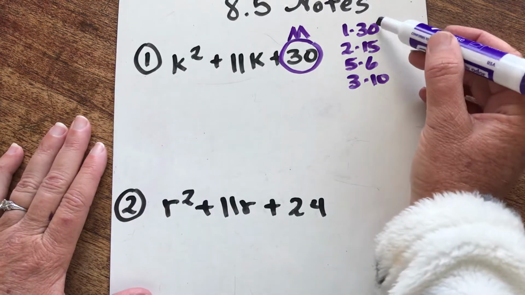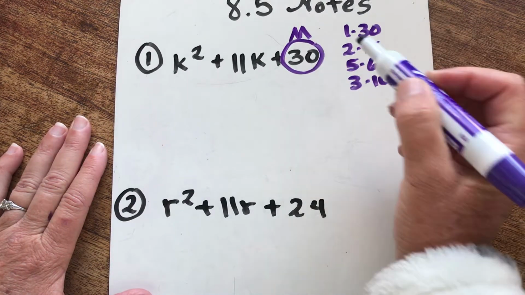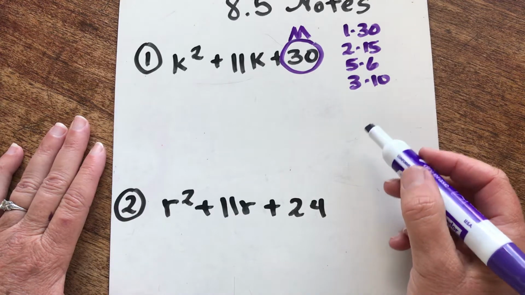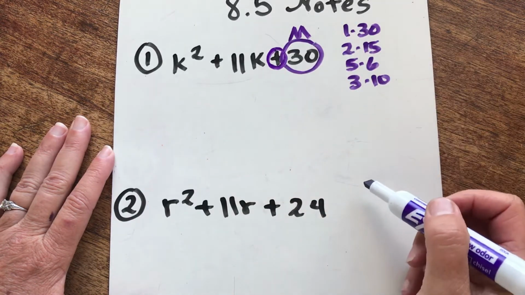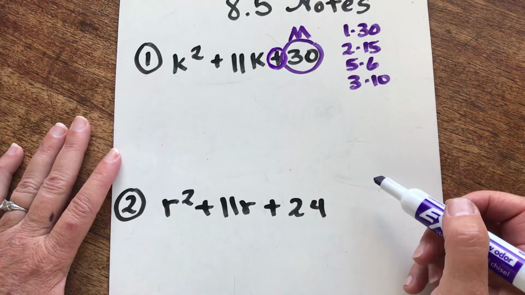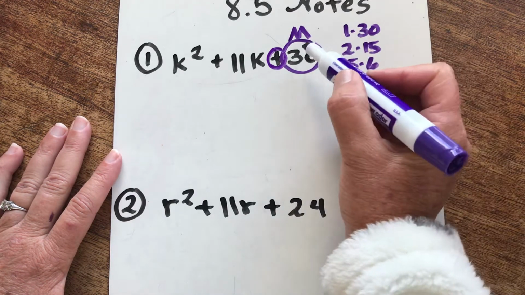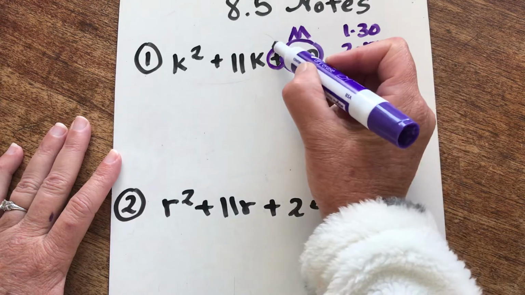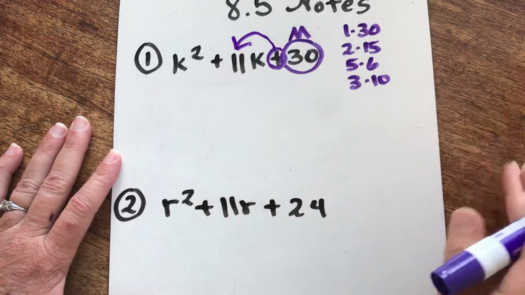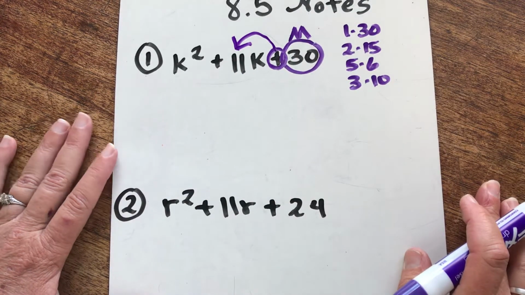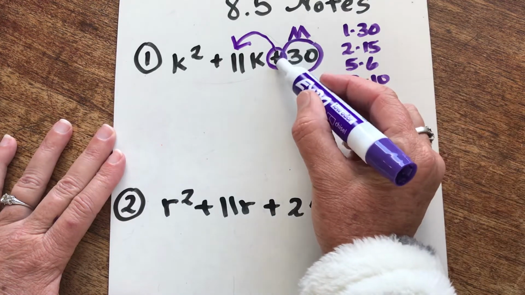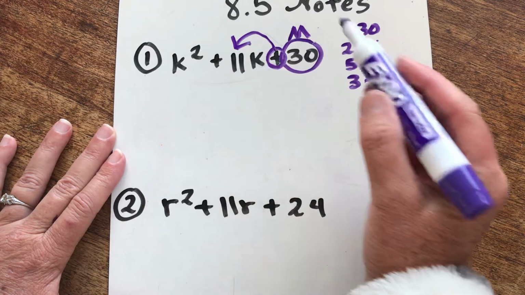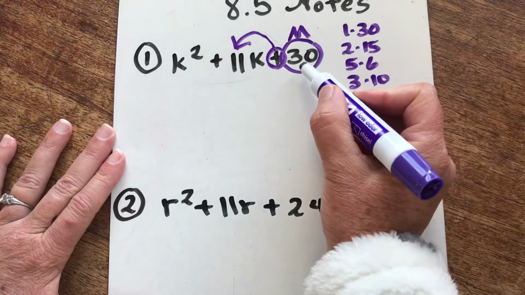So the first thing I do is I list my factors of 30. And then I circle this operation. Kind of tells me what I'm going to do with those factors. I'm going to be adding them. I want to know what multiplies to give me 30 and adds to give me 11. I'm thinking of 2 numbers that multiply to give me 30 and add to give me 11. Can you think of 2 numbers?